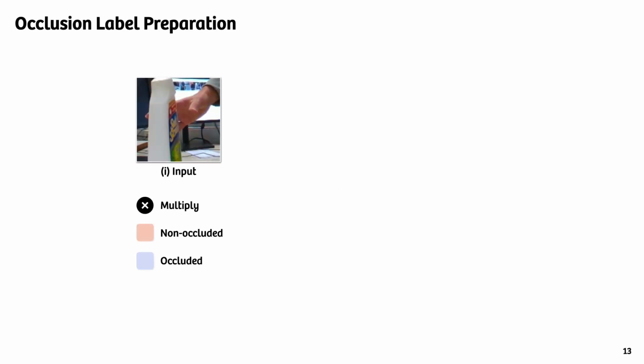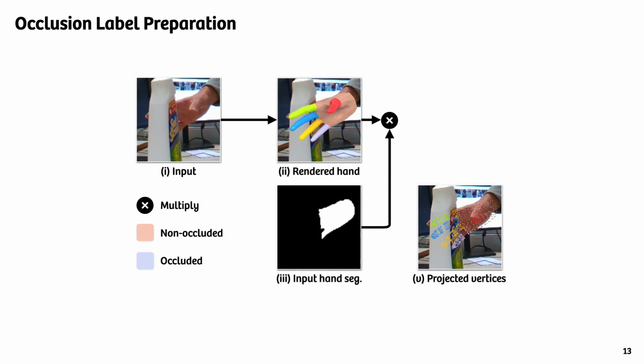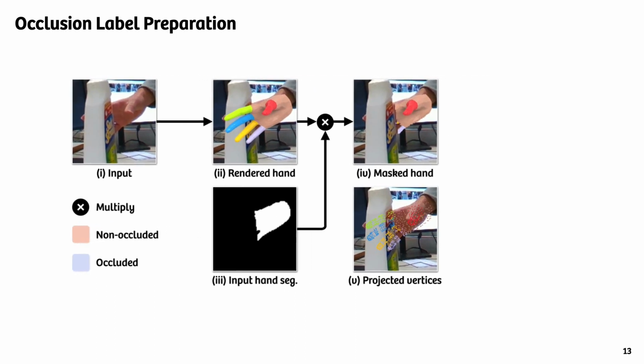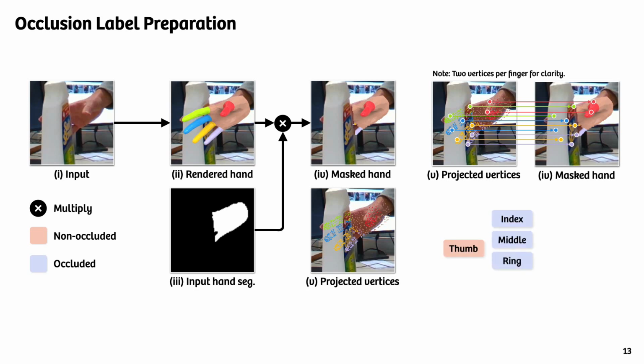First, we introduce the occlusion label preparation. Given a GT hand mesh, we render the hand mesh and the 2D vertices, where different fingers are distinguished by different colors. By masking the rendered hand using hand segmentation, we can remove occluded regions. Next, the occlusion state of each vertex is determined by checking the color consistency between the projected vertices and the masked hand. The finger is regarded as occluded if its number of occluded vertices is above a threshold. Finally, the hand is regarded as occluded only if all fingers are occluded.